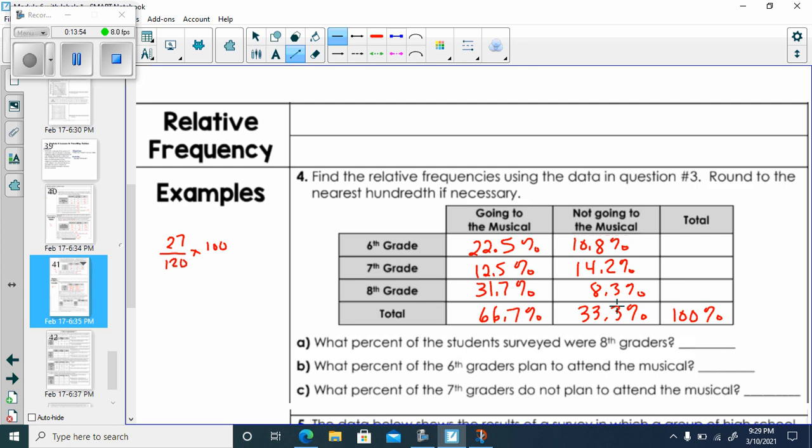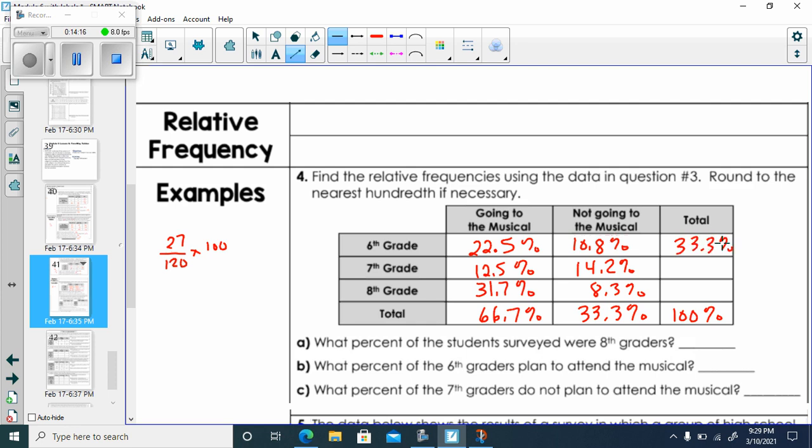66.7% are going to the musical. 33.3% are not. That adds up to 100. Okay, now if I add these up, it should be 100. 22.5 and 10.8, let's see. 22.5 plus 10.8 would give me 33.3%.